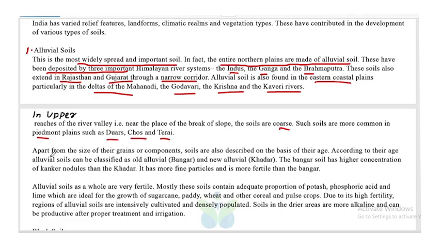Now, apart from the size of their grains or components, soils are also described on the basis of their age. According to their age, alluvial soils can be classified as old alluvial, that is Bhangar, and new alluvial, that is Khadar. The Bhangar soil has high concentration of Kankar nodules than the Khadar. Khadar has more fine particles and is more fertile than the Bhangar.